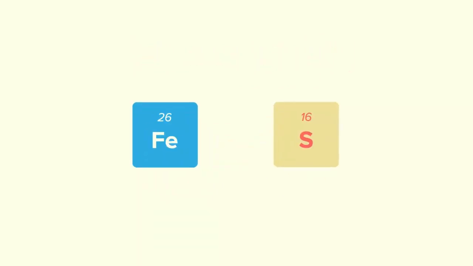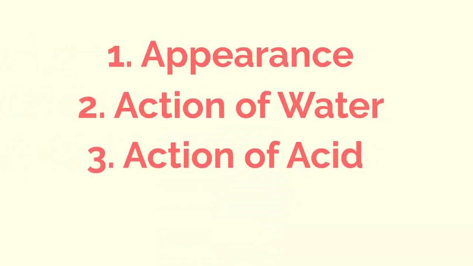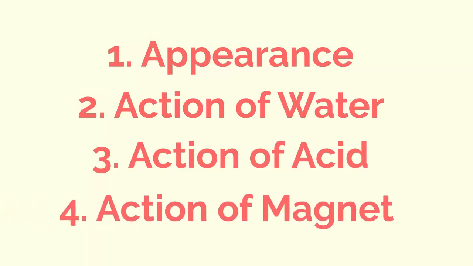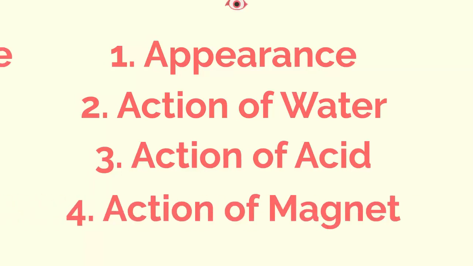So consider the two elements iron and sulfur. We should perform 4 tests. Firstly, on iron and sulfur separately. Secondly, on a mixture of iron and sulfur. And thirdly, on a heated mixture of iron and sulfur. The 4 tests we are going to do are appearance, action of water, action of an acid, and finally, action of a magnet.